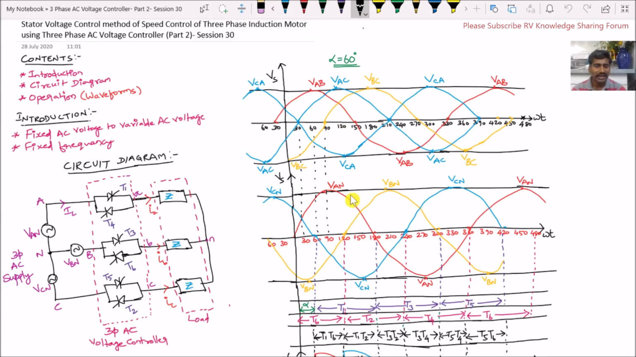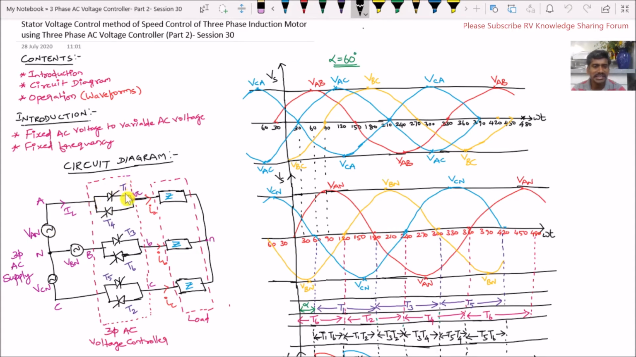So now let us discuss how the thyristors are triggered. If you look at this 3-phase voltage, the first phase voltage is VAN, that is the positive half cycle of VAN. So to the positive half cycle of VAN, the thyristor T1 is connected.